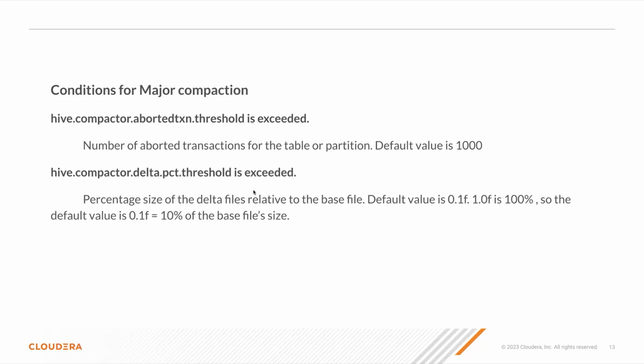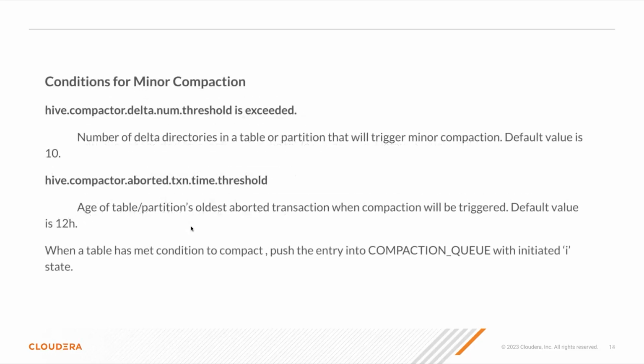And the other is, we have so many delta files, and if the delta file size exceeds 10% of the base file size, if there is any base file, we'll compare it with the base file, then major compaction will be triggered. As for minor compaction, we check the number of delta directories. The value is 10. If there are more than 10 delta directories for a table, then minor compaction is triggered.